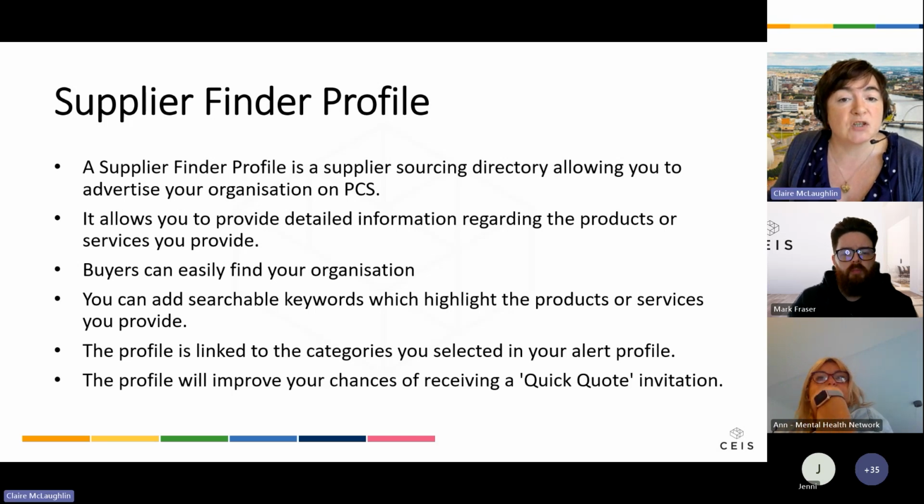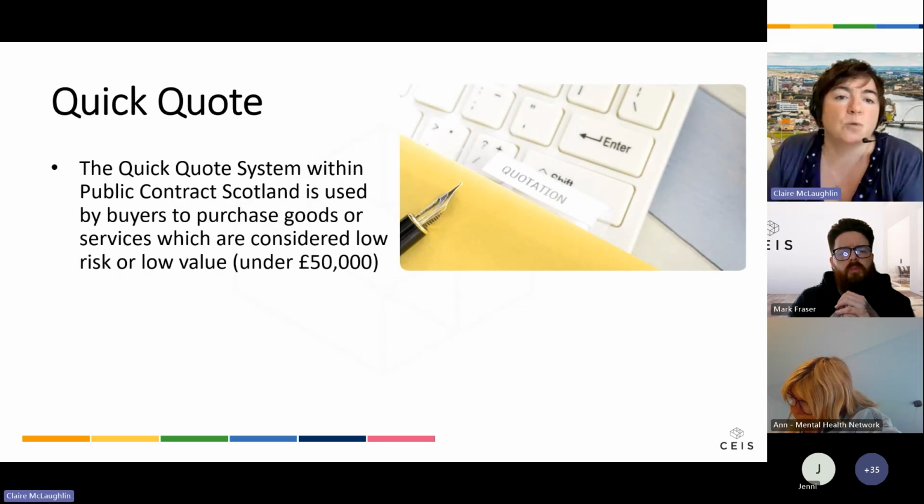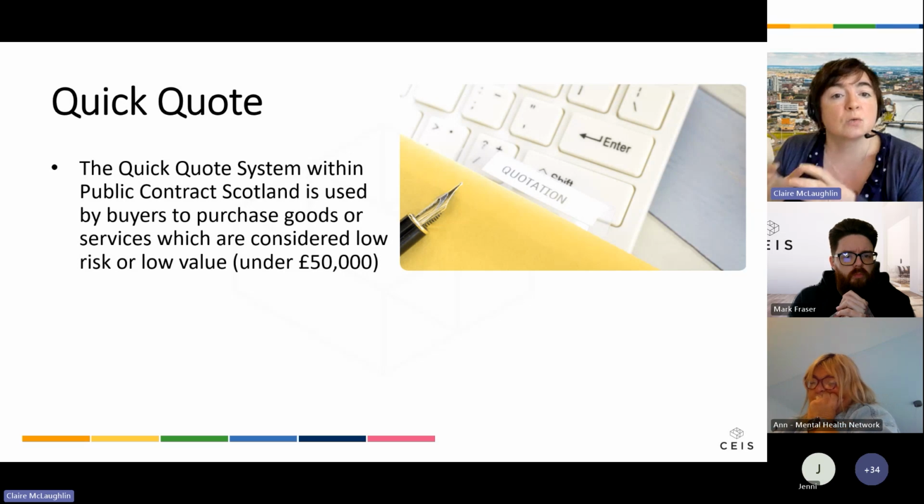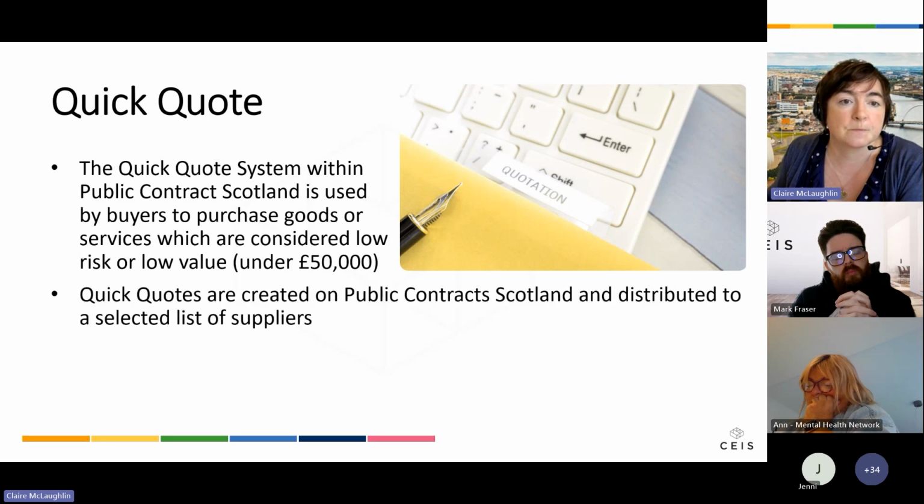It will improve your chances of receiving a quick quote invitation, and I did promise I'd talk a little bit more about quick quotes, so let me explain what I mean by quick quote. The quick quote system within Public Contract Scotland is used by buyers to purchase goods or services which are considered low risk or low value. So quick quote systems are used for opportunities under £50,000.